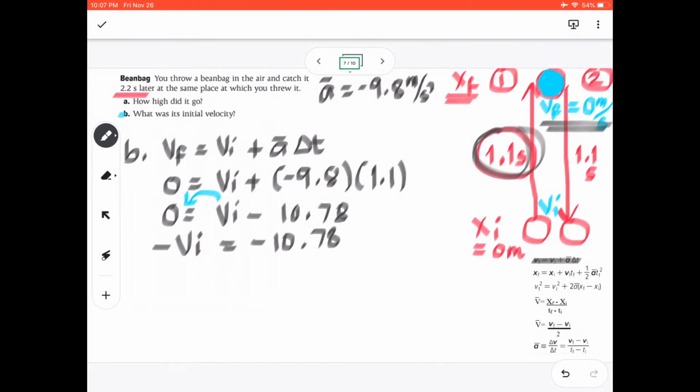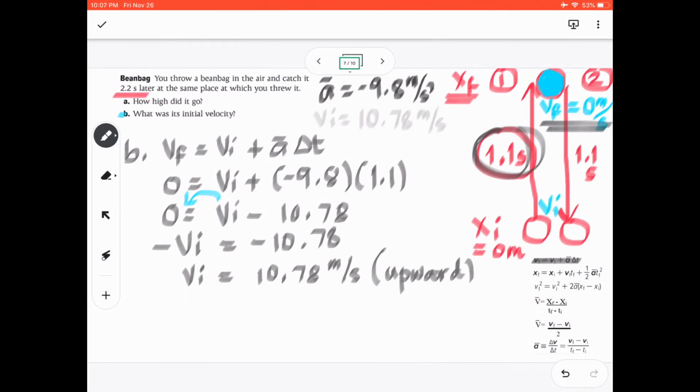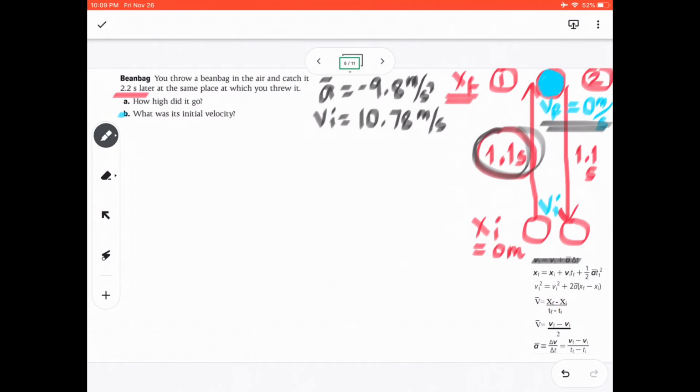Okay, now they're both negative, therefore VI is equal to 10.78 meters per second. It's positive, therefore the direction is upward. So that's letter B. Now we're going to solve for letter A in the next slide. In the previous slide we solved that VI is equal to 10.78 meters per second. Now we're going to solve for letter A.